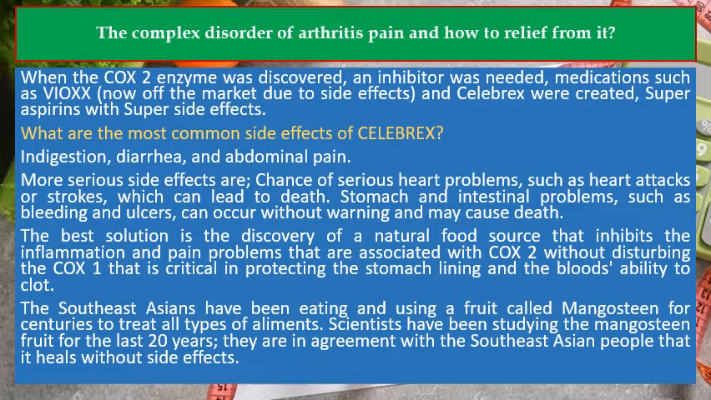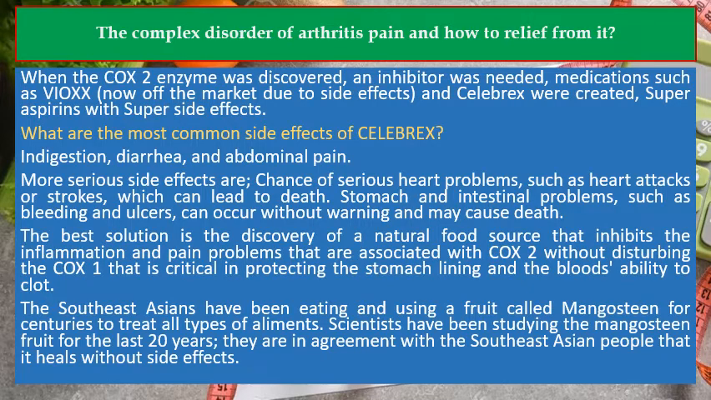What are the most common side effects of Celebrex? Indigestion, diarrhea, and abdominal pain. More serious side effects are the chance of serious heart problems, such as heart attacks or strokes, which can lead to death. Stomach and intestinal problems, such as bleeding and ulcers, can occur without warning and may cause death.